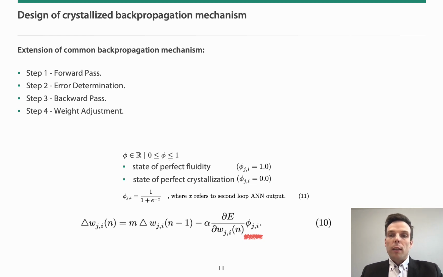If the forgetting rate refers to 0.0, this can be referred to as the perfect state of crystallization. Neuronal weights cannot be modified anymore and the corresponding knowledge will be preserved.